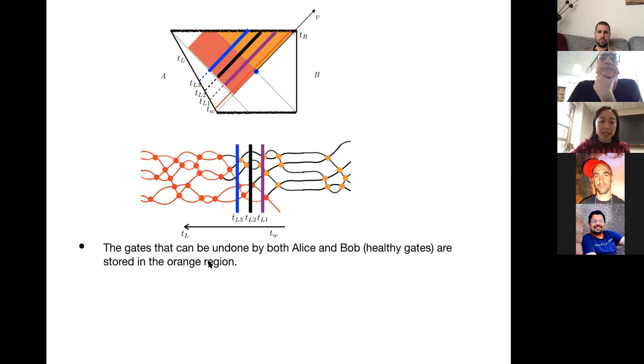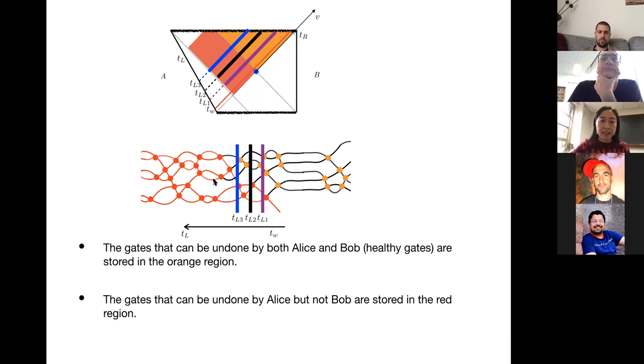We learned that the gates that can be undone by both Alice and Bob, the healthy gates, are stored in this shared region, the region that only makes sense when you have both A and B. We also learned that the gates that can be undone only by Alice but not Bob, the sick gates, the red gates, are stored in a region which is inside Alice's entanglement wedge.